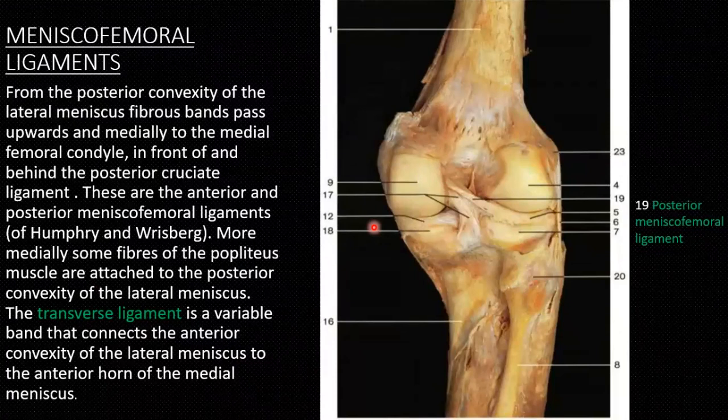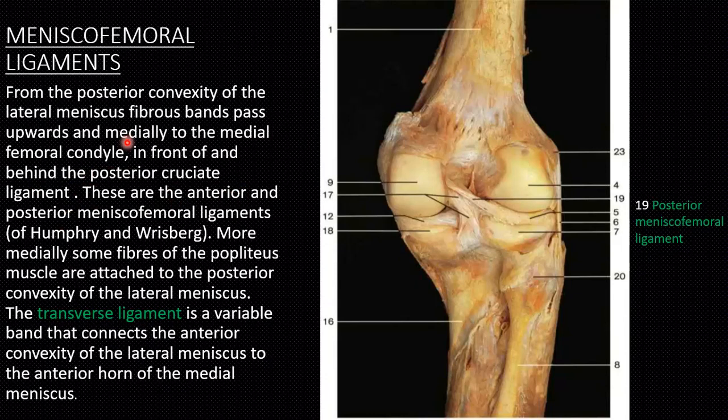Now, meniscofemoral ligaments. Fibrous bands usually arise from the posterior aspect of the lateral meniscus. Okay. If the fibrous band lies anterior to the posterior cruciate ligament, that ligament will be known as the anterior meniscofemoral ligament of Humphrey. But if these fibrous bands, which are arising from the posterior convexity of the lateral meniscus, lie posterior to the posterior cruciate ligament, they will be known as the posterior meniscofemoral ligament of Risberg. I hope you've understood that.